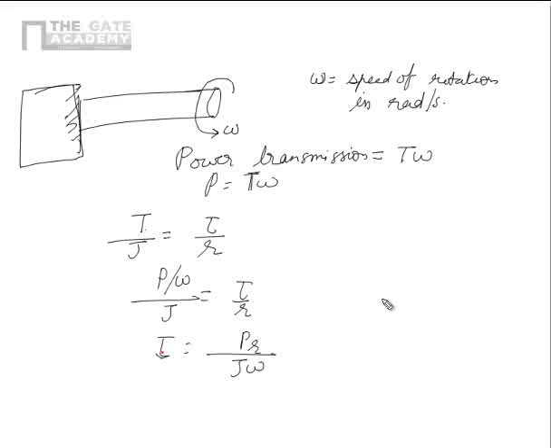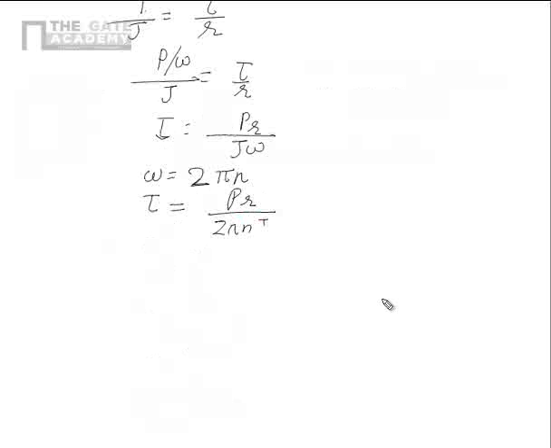Obviously, this can be varied in some other sense, which is I can be given the number of rotations per second, which is called n. So in that case, omega is given by 2 pi n. That's the value of omega. So I can write tau, that is equal to PR by 2 pi n J.